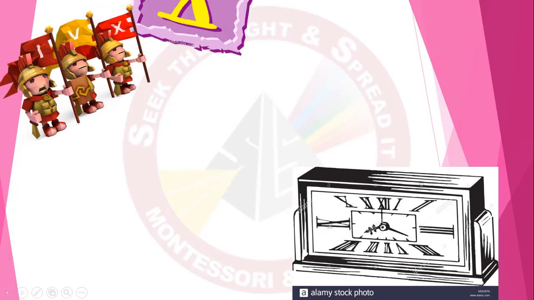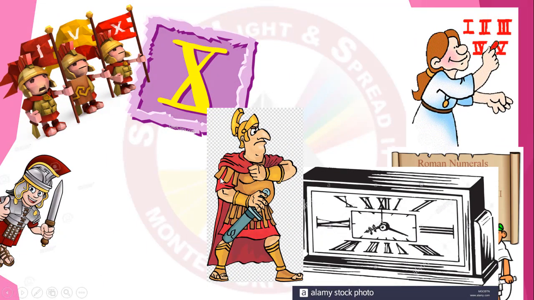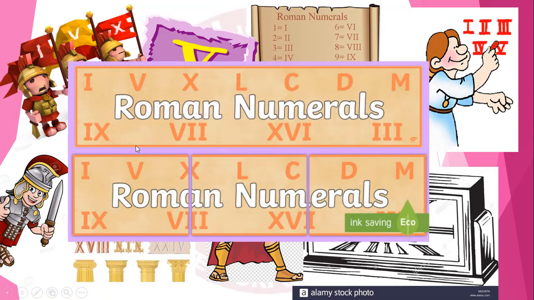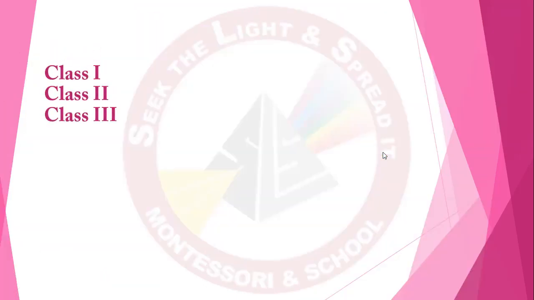But what happened earlier? People didn't use these Arabic numbers. Instead, they used a different kind of numbers, and their name was Roman numerals. And why were they called Roman numbers? Because the Romans invented them. People of Rome are called Romans. So they invented these numbers, and they were totally different from the Arabic numbers. Now let's learn more about them.